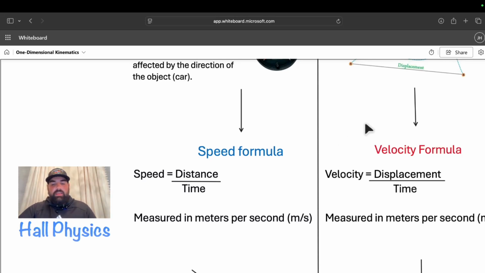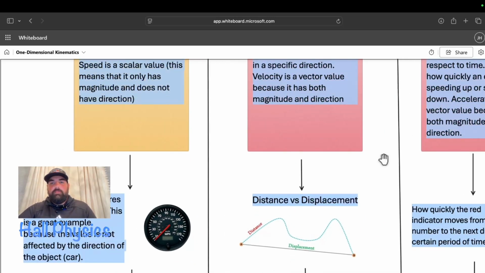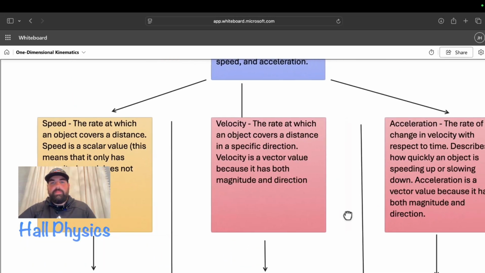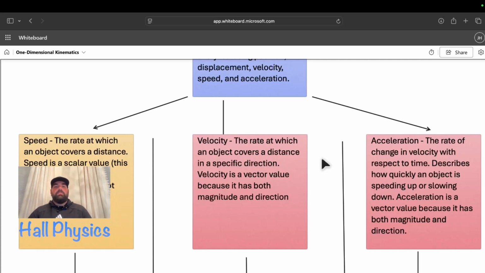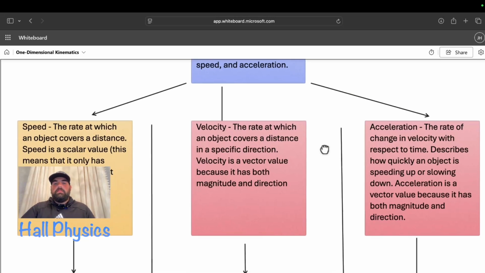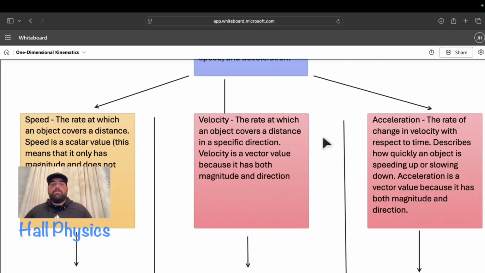Okay, the next thing I want to talk about is velocity. Okay, velocity, that is the rate at which an object covers a distance in a specific direction. Okay, oftentimes this distance is called an object's displacement. Okay, velocity, unlike speed, is a vector value. So velocity is going to have magnitude and direction. Okay, so the difference between the two, speed and velocity, is velocity uses an object's displacement, whereas speed uses an object's distance.